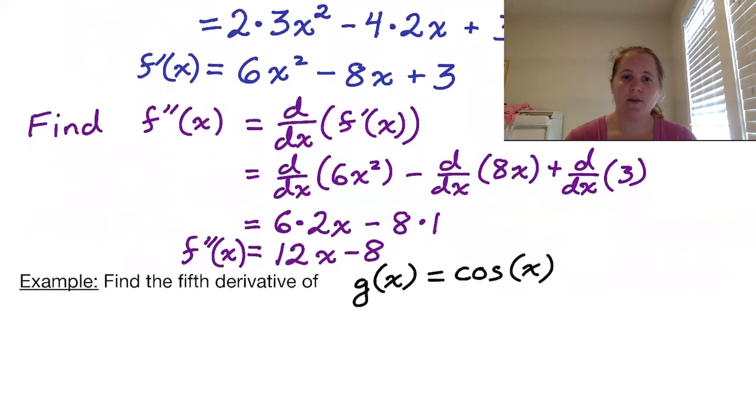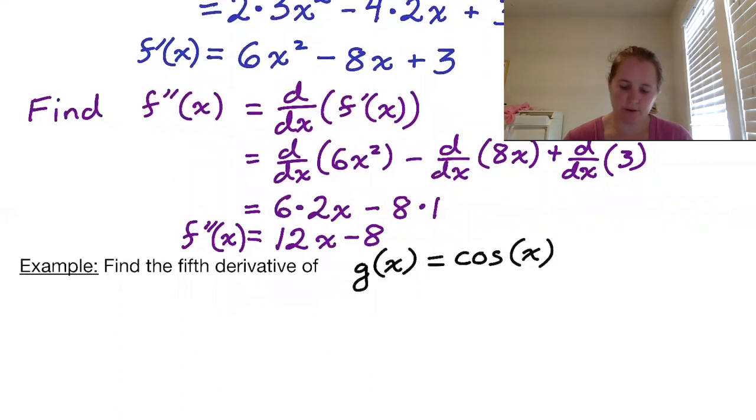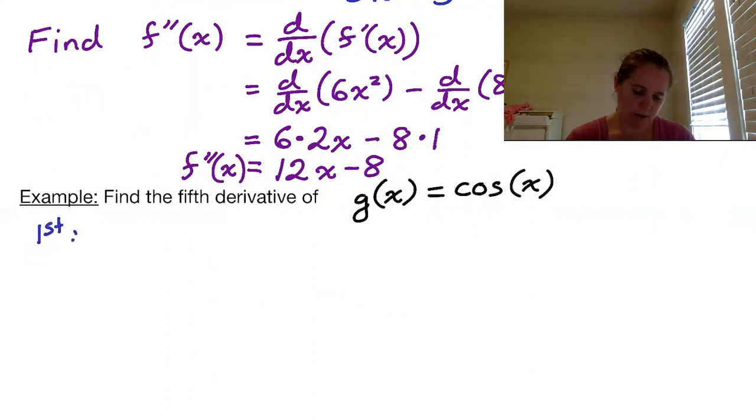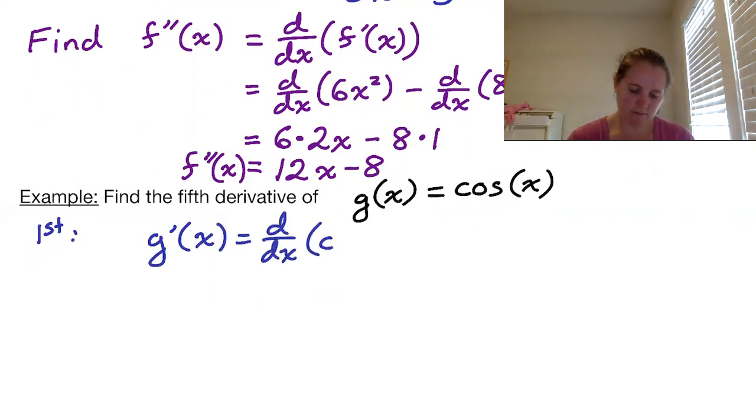All right, next up, we are going to find the fifth derivative of g of x equals cosine of x. So we just work our way through. So our first derivative, we will have g prime of x. That is just the derivative of cosine of x, which is negative sine of x.